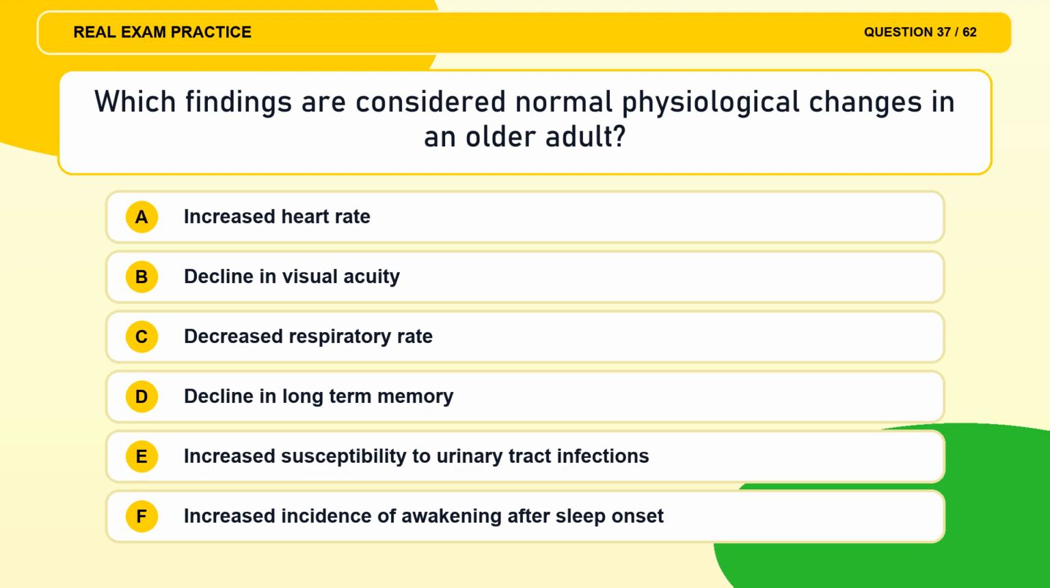Option A, increased heart rate. Option B, decline in visual acuity. Option C, decreased respiratory rate. Option D, decline in long-term memory. Option E, increased susceptibility to urinary tract infections. Option F, increased incidence of awakening after sleep onset.